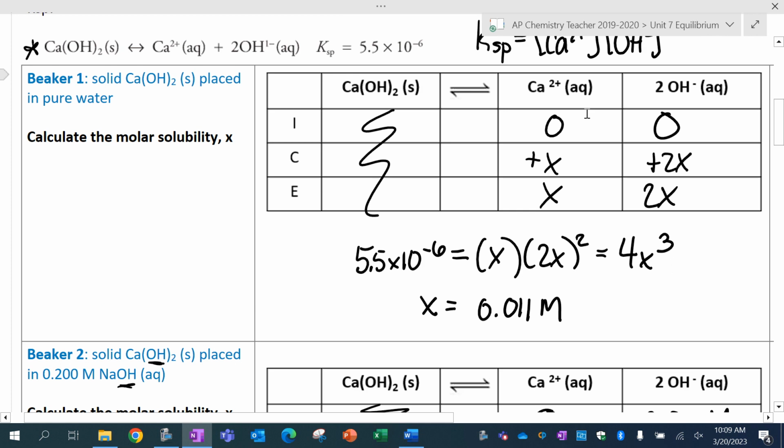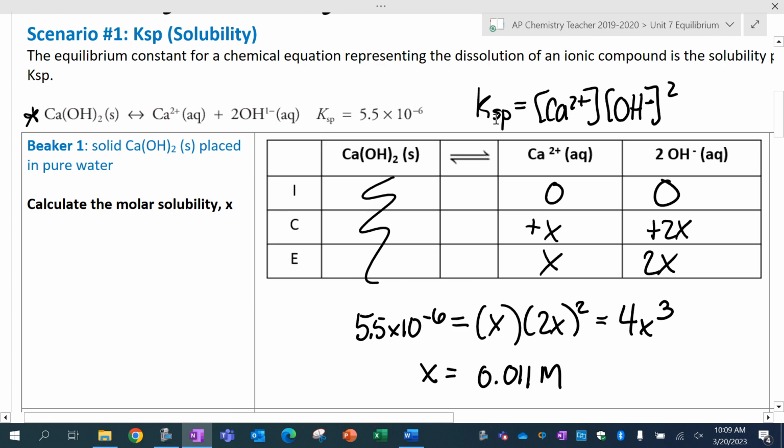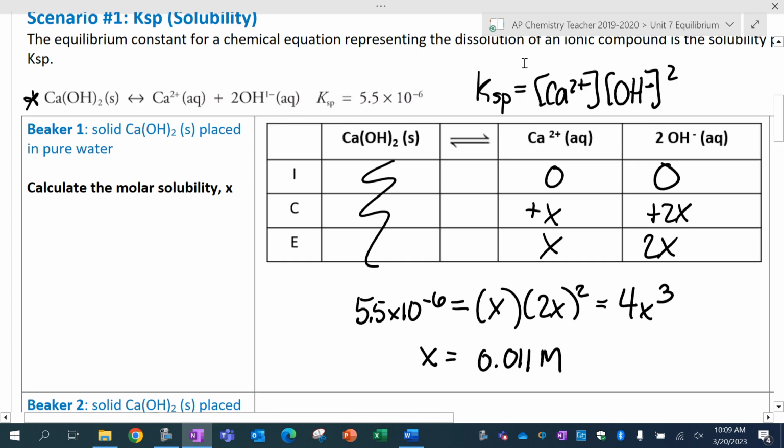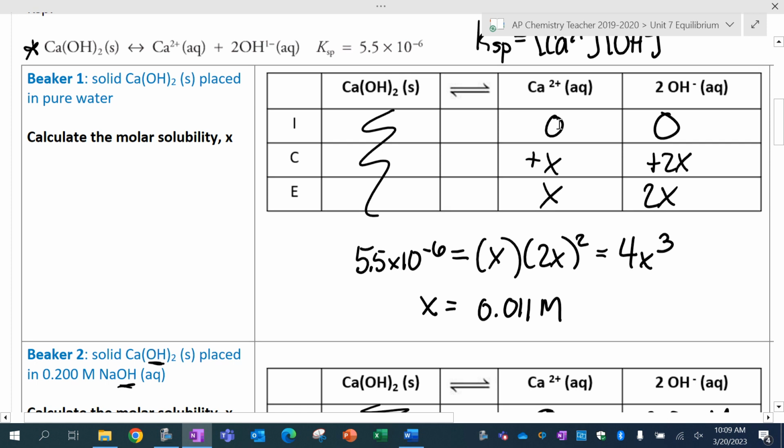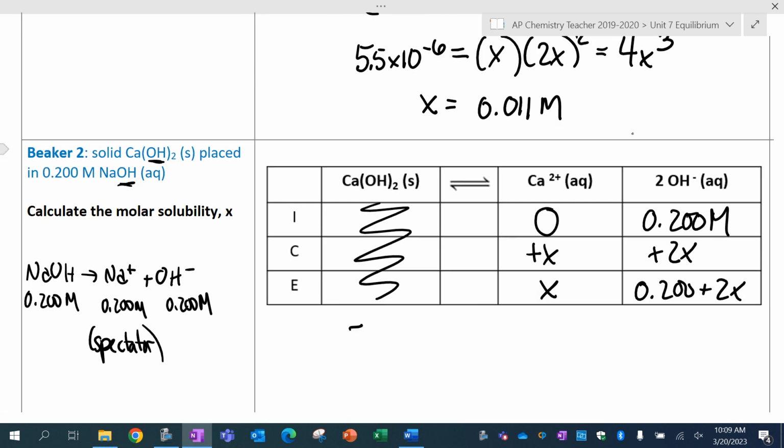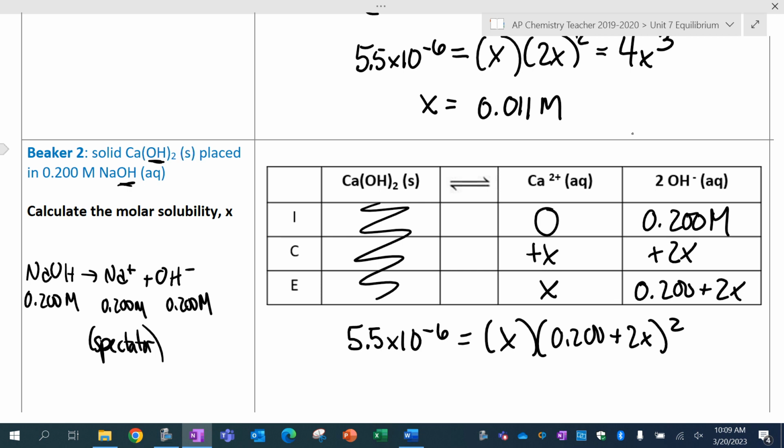And now I'm going to go back and plug it into my K expression. Remember, this is my K expression right here. So my K is 5.5 times 10 to the negative 6. Calcium is X, and then my hydroxide is 0.2 plus 2X, squared. This is going to be kind of complicated math to solve because of this 2X squared and 0.2.